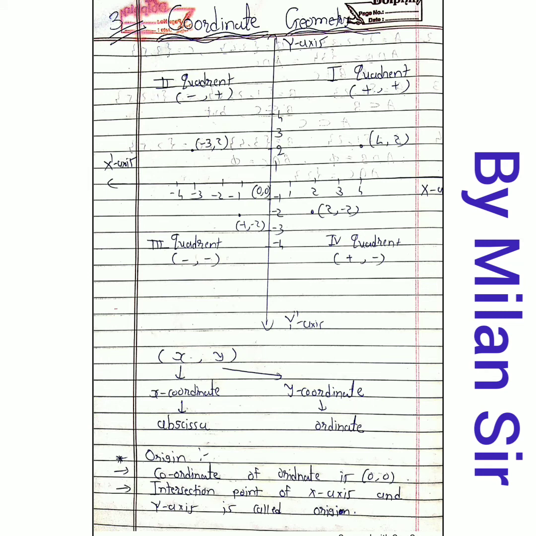If our point lies on the x-axis, suppose here, then what is the coordinate of this point? The value on the x-axis is 2, but the value on the y-axis here is 0, right? So the coordinate is 2 0. Again, if here is my point, then the value on the x-axis is 2 and the value on the y-axis is 0, so the coordinate is 2 0.